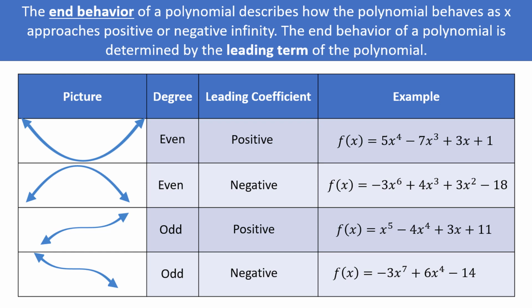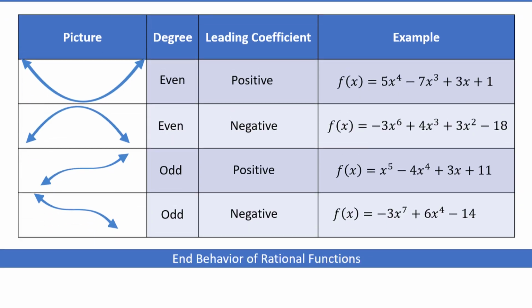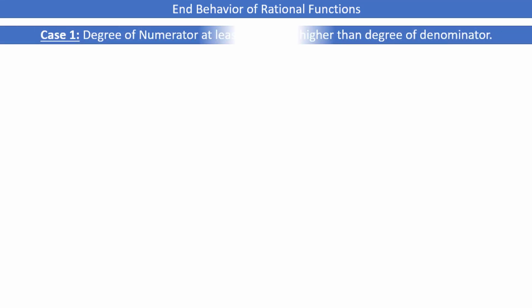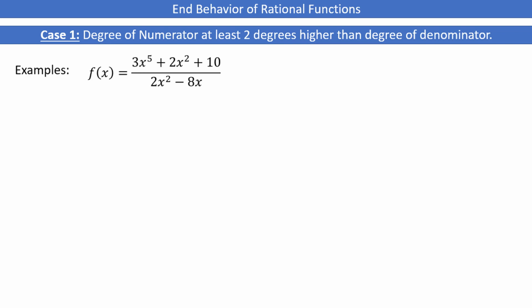For rational functions, we have these four options as well as a few additional options. Case 1 is when the degree of the polynomial on the numerator is at least 2 degrees higher than the degree of the denominator. For example, this rational function has a degree of 5 on the numerator and a degree of 2 on the denominator. So the degree of the numerator is 3 more than the degree on the denominator, so we fit case 1. This polynomial has a degree of 3 on the numerator and a degree of 1 on the denominator, so this also fits case 1, as the degree of the numerator of 3 is at least 2 degrees higher than the denominator.